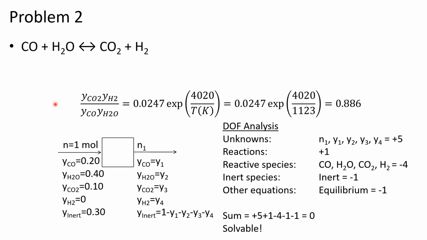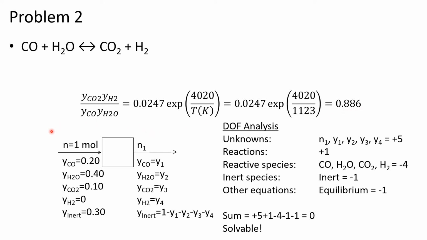So let's talk about the process flow diagram and the degree of freedom analysis based upon extent of reaction. So first of all, that equilibrium relationship is reproduced here. The product of the mole fraction of CO2 and hydrogen divided by the product of the mole fraction of CO and water is equal to this equation here, in which we have to plug in the temperature in order to calculate a specific value. So we plug in a value for the temperature of 1123 Kelvin. Here, you can see that we can calculate that the equilibrium constant is 0.886.